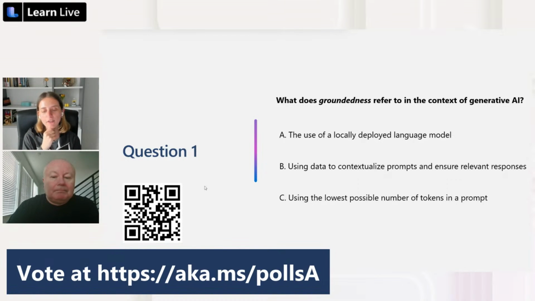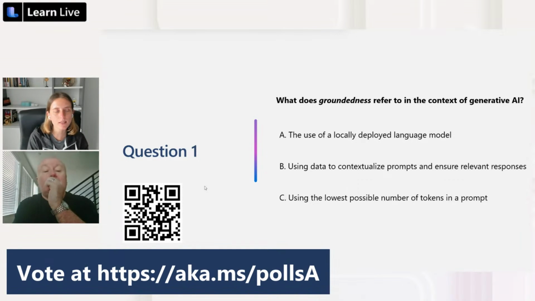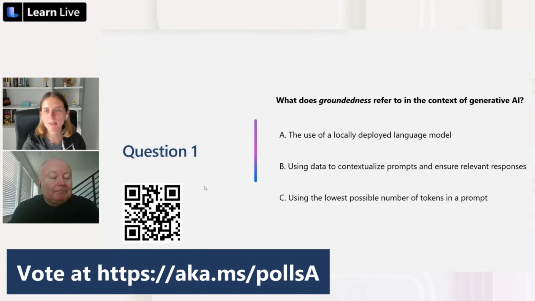And this is our first question about groundedness, how we started this session basically. What does groundedness refer to in the context of generative AI? So we have three possible answers. A, the use of a locally deployed language model, B, using data to contextualize prompts and ensure relevant responses, or C, using the lowest possible number of tokens in a prompt. So go ahead and choose the answer you think is most suitable for this question. Graham, any tip you have on how to approach a question like this?